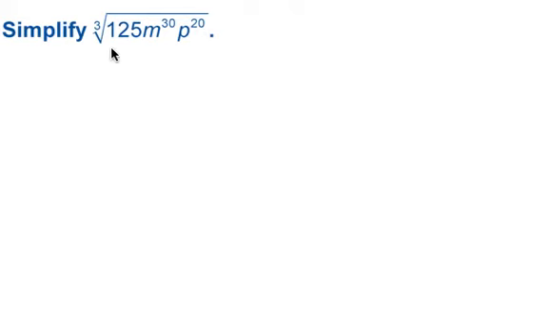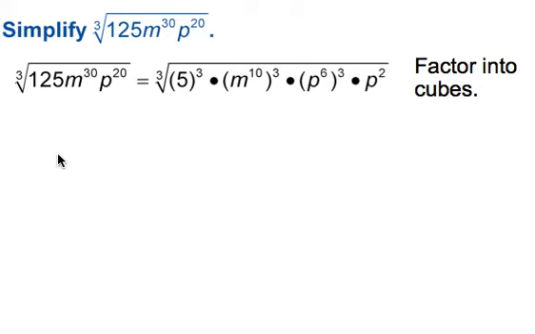To simplify an expression containing a radical, we begin by noting what the index value is, because this will determine our first step. In this case, because it's a 3, we will begin by attempting to factor into cubes. Factoring into cubes means that we will look at each factor in the term. 125 is a perfect cube root, can be written as 5 cubed.